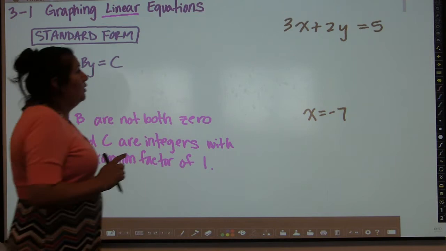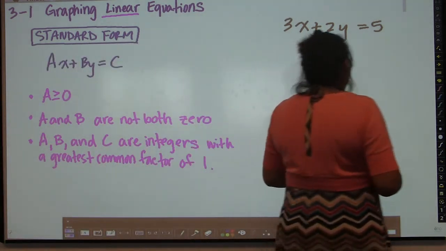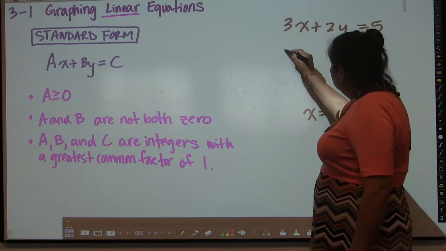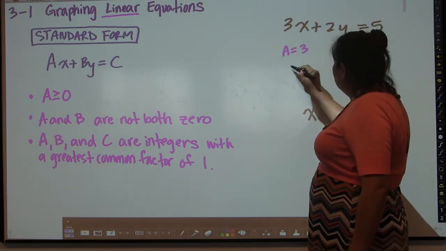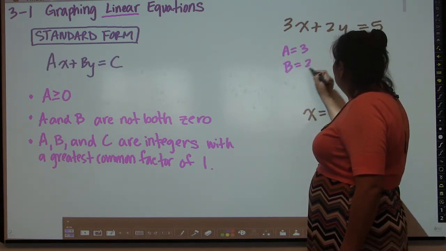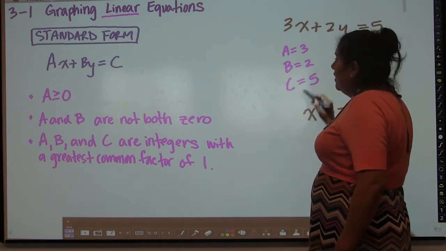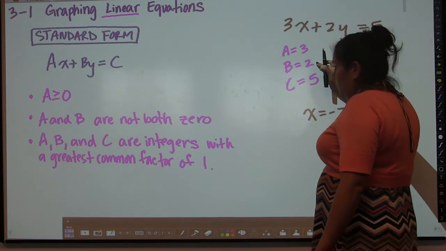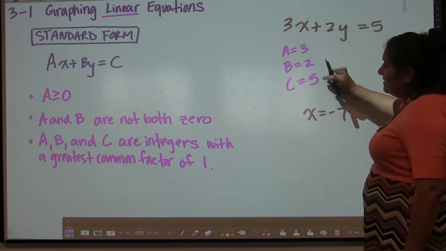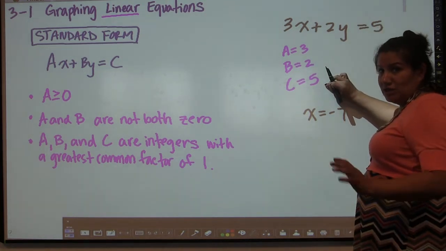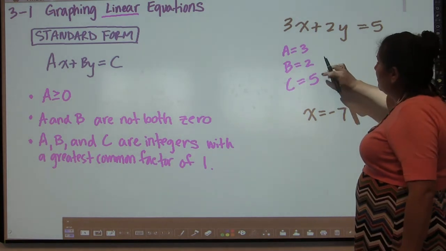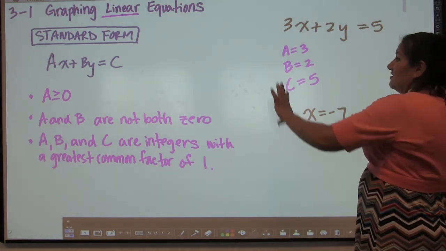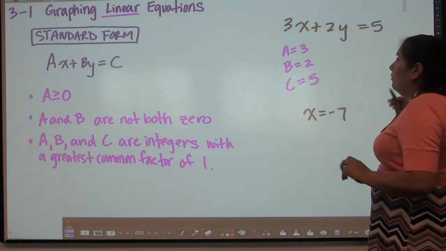Okay, so for example, here we have two examples of something that would be in standard form. Here the a value is 3, the b value is 2, and the c value is 5. So a is bigger than or equal to 0. A and b are not 0. And a, b, and c are all integers. There's no fractions, no decimals. And 3, 2, and 5 don't have any common factors. So that means that it satisfies all those conditions and we're good to go.